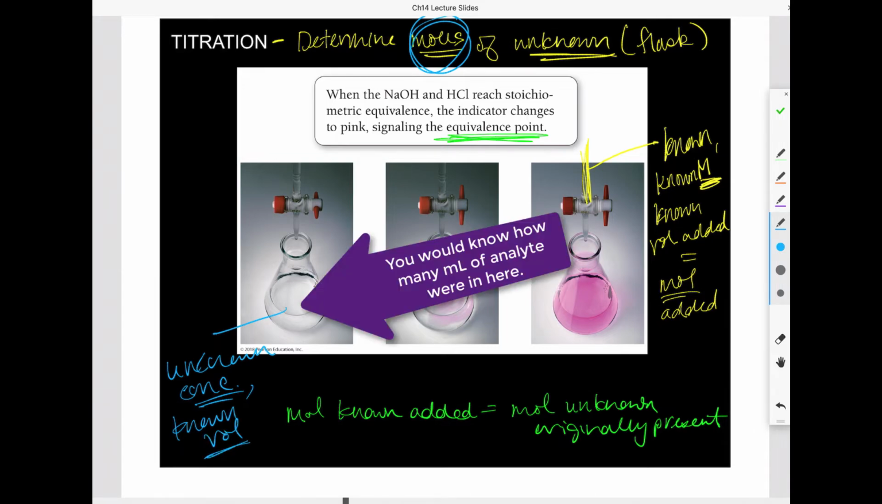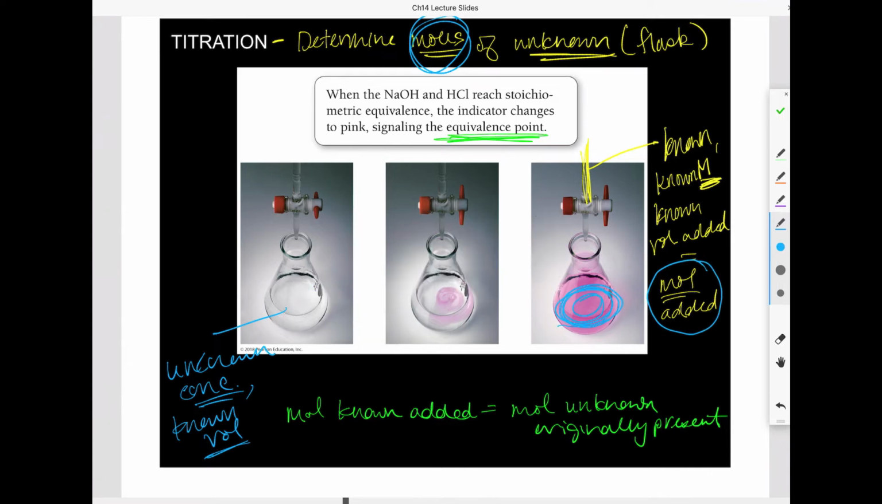Now, if I know the moles of stuff added to reach the equivalence point, when our indicator changes color, so an indicator is some chemical that we can add to the reaction that will change color when we reach the equivalence point, where the equivalence point means the moles of known added equals the moles of unknown originally present. So at that point, the moles added equal the moles of my original, whatever was originally present. So if I take that number of moles and I divide it by my volume, that's going to give me the concentration of my unknown. Does that make sense?